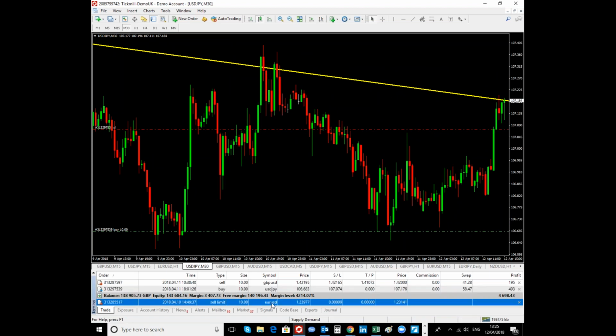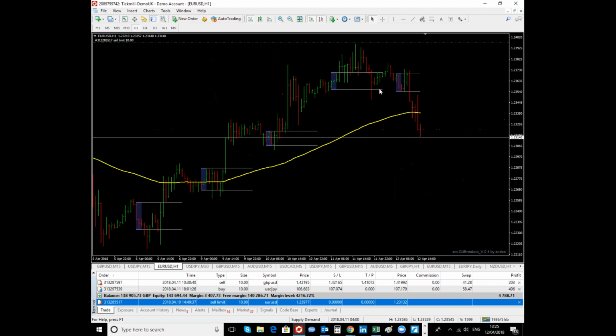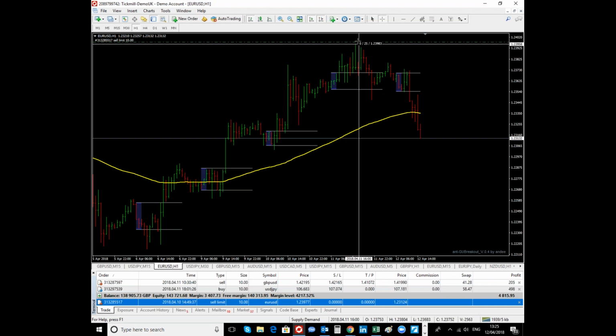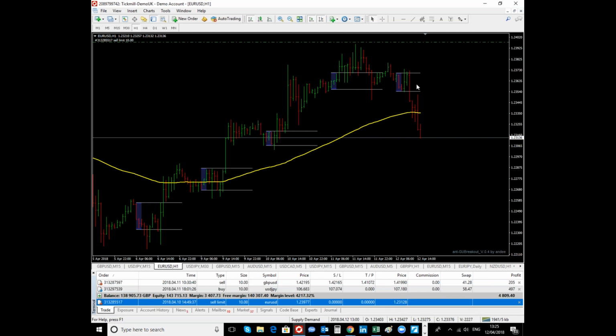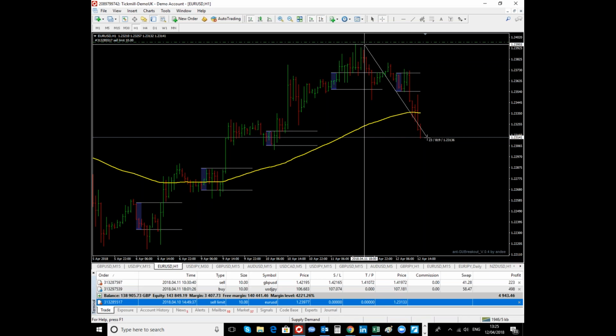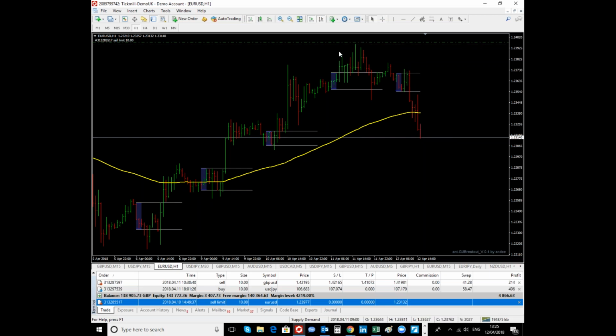So the euro dollar didn't actually trigger. What happened to the euro dollar? Look what happened. Euro dollar just missed my entry by how much? Just by a couple pips. It would have triggered my entry if it was just a little bit lower. I'd be sitting on an 81 pip move right now on this euro dollar.